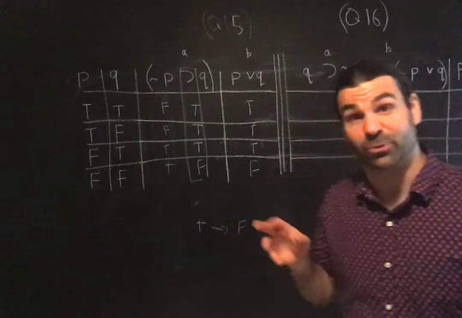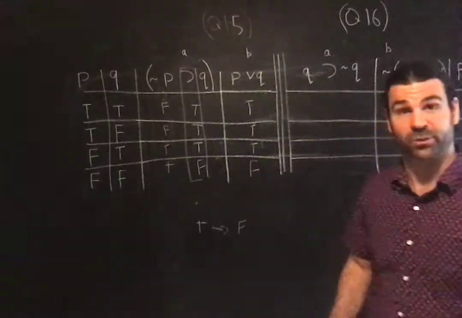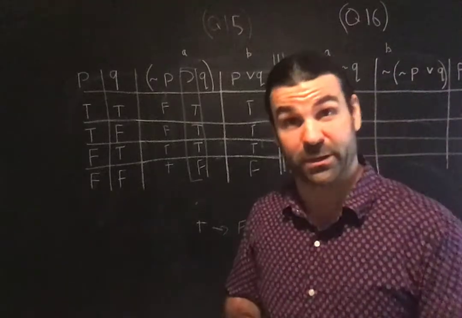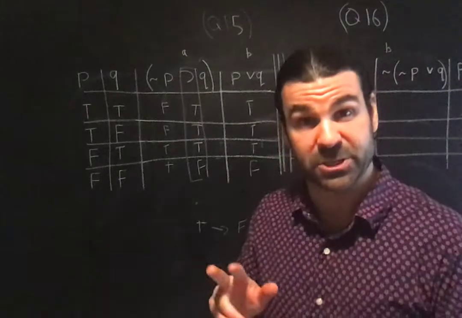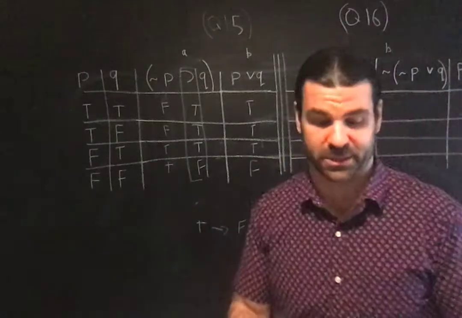It is also true that A and B are logically equivalent, and it's also true that when two formulas are logically equivalent, each logically implies the other. So it's also true again that B logically implies A.